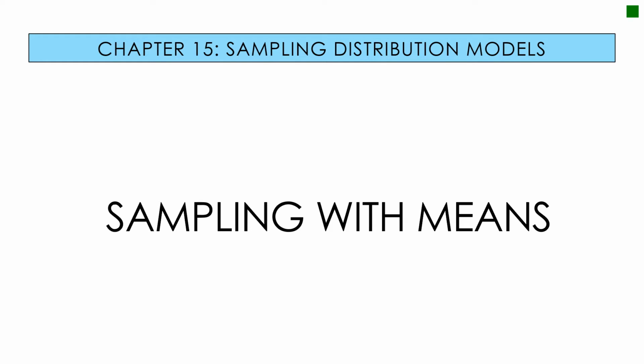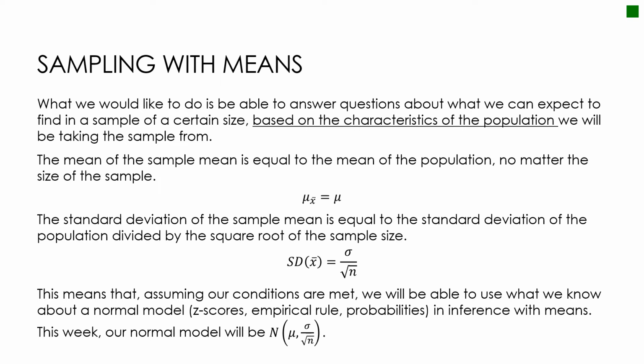So now that we have all of the background, let's take a look at sampling with means. What I want to be able to do is to answer questions about what I can expect to find in a sample of a certain size, and certain size is important, based on the characteristics of the population I'm taking the sample from. So let's say I have this population and I know the mean of the population.